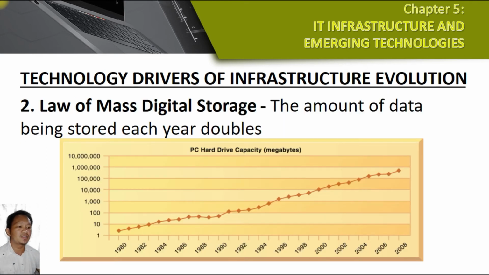2. Law of mass digital storage. The amount of data being stored each year doubles. From 1980 to 2008, the amount of data being stored each year increases.